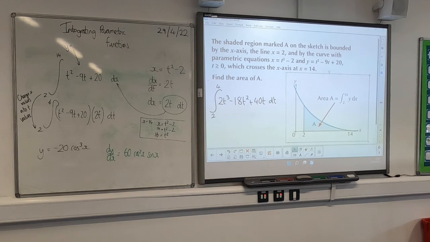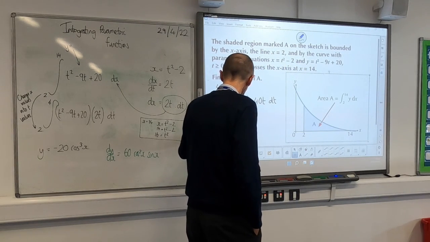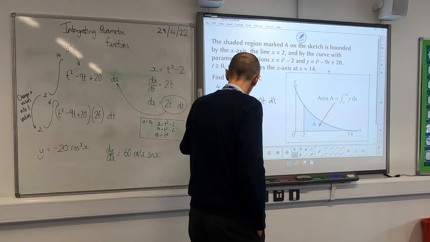You get minus 8 for both. Minus 8 minus 8 would be 0. Have you integrated it? You'll just use that. I've integrated it, so you're increasing the power, dividing by the new power.